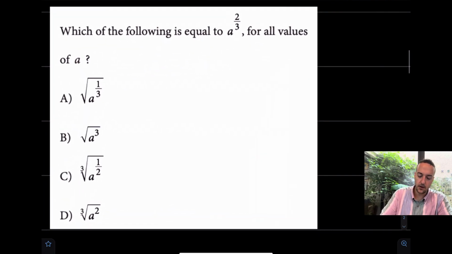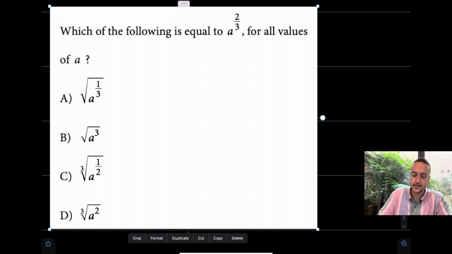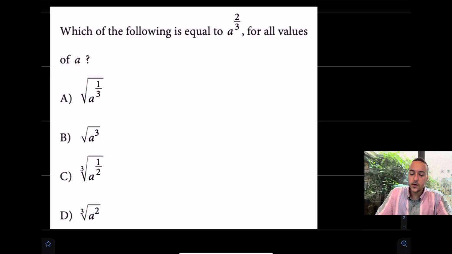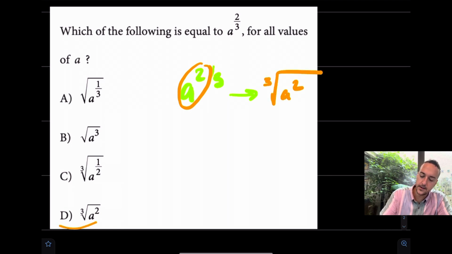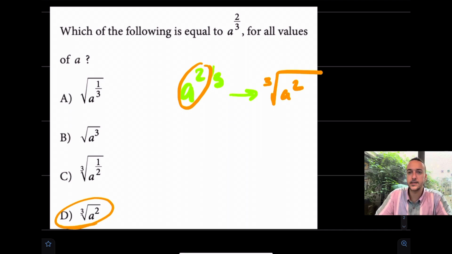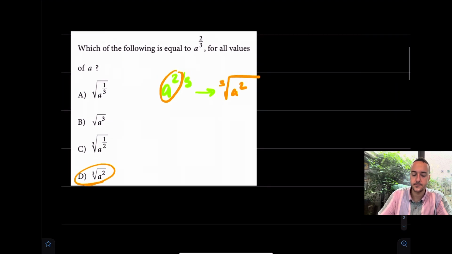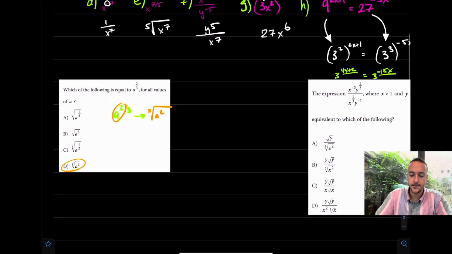Coming over here, these are all real SAT questions. This is SAT non-calculator. What does it want us to do? Oh, it just wants us to rewrite this. A to the 2/3. A to the 2/3 is really what? Well, what did we say? We said that this will stay, so it'll be a to the 2nd, but then the denominator becomes the power of the root. The answer is D. How easy is that? Pretty easy there. That just took us seconds.